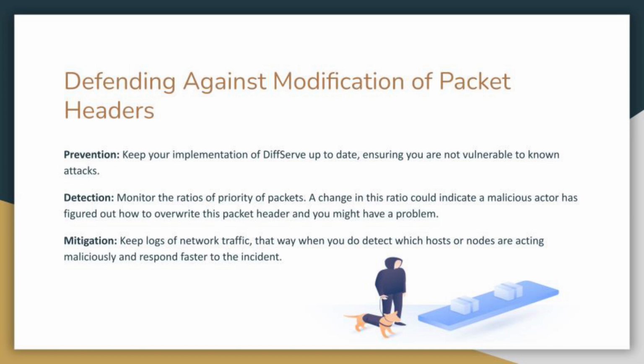To defend against modification of packet headers, you should prevent, detect, and mitigate this attack by, respectively, keeping your implementation of diffserv up to date, ensuring that you are not vulnerable to known attacks. Monitor the ratios of packet priorities. A change in this ratio could indicate that a malicious actor has figured out how to overwrite this packet header and that you might have a problem. You should keep logs of network traffic. That way, when you do detect hosts or nodes acting maliciously, you can respond faster to the incident.